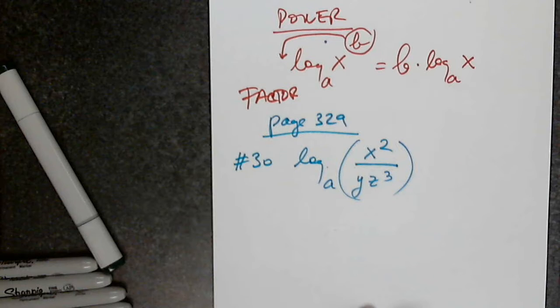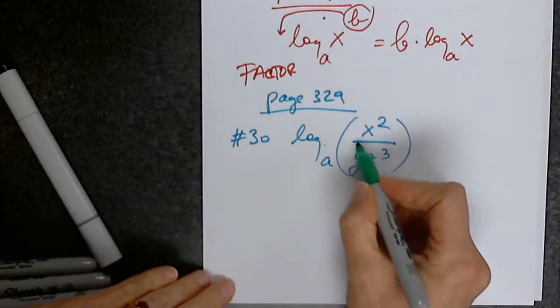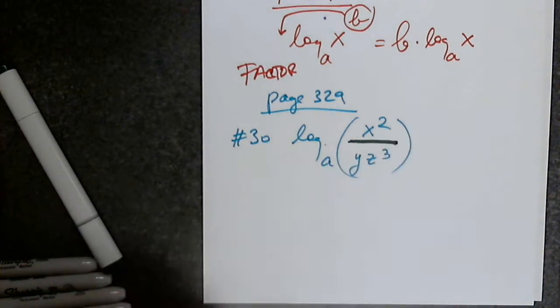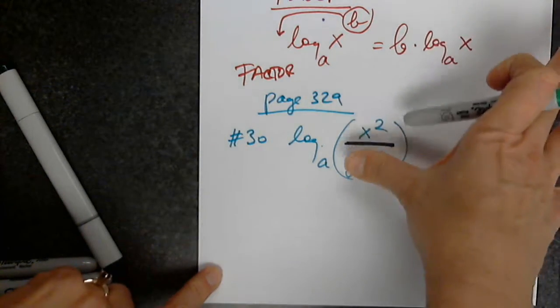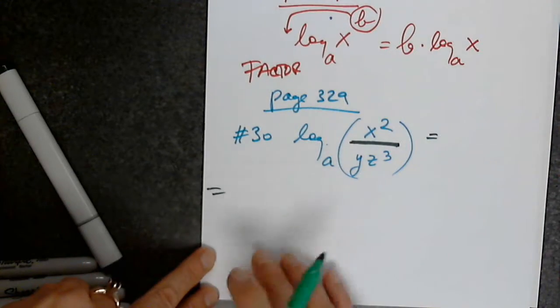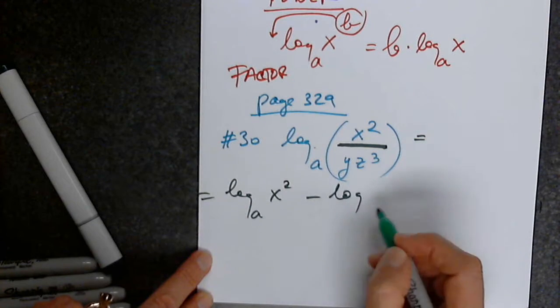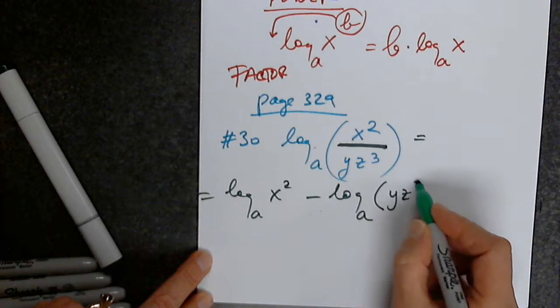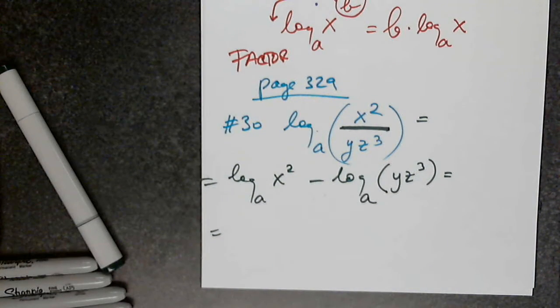Remember, we have 3 properties: 1 for the quotient, 1 for the product, and 1 for the power. Ready? I always start, if there is a quotient, I will always have to start with a quotient. So imagine I have log base a of something over something. So this is what? Very good. Excellent. That's my first step. I finish with the quotient rule.